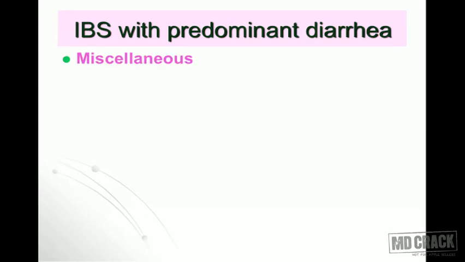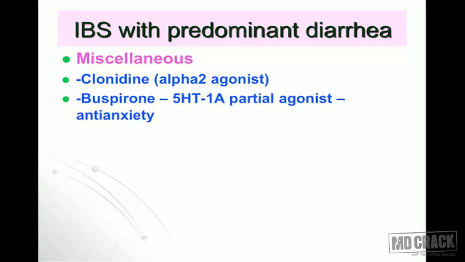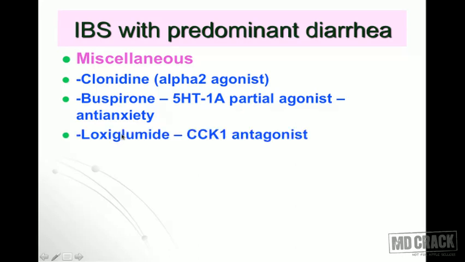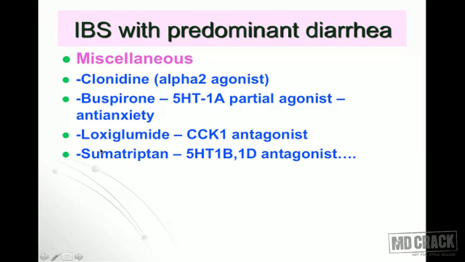For IBS with predominant diarrhea, we also use some miscellaneous agents after the antidiarrheals. Number one is clonidine, which is an alpha-2 agonist. The next one is buspirone. What is buspirone? It's an anti-anxiety agent, a 5-HT1A partial agonist. Number three, a cholecystokinin 1 receptor antagonist, a new drug called loxiglumide.